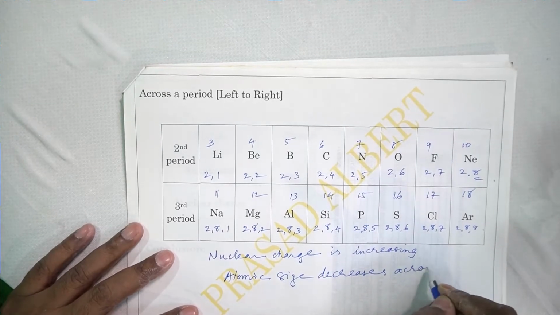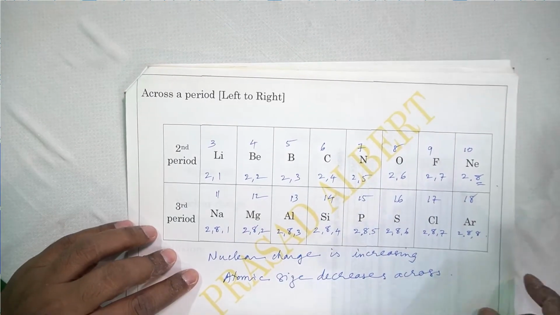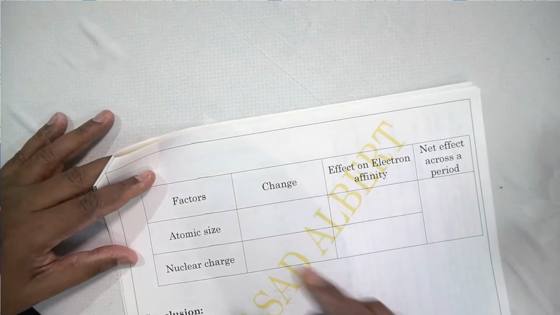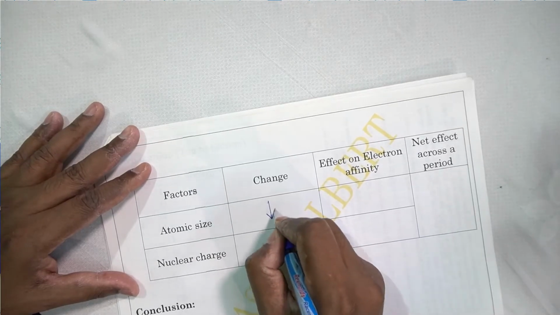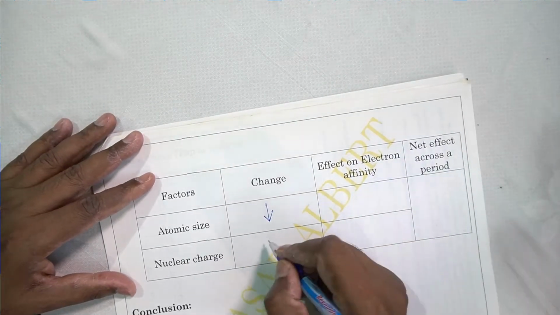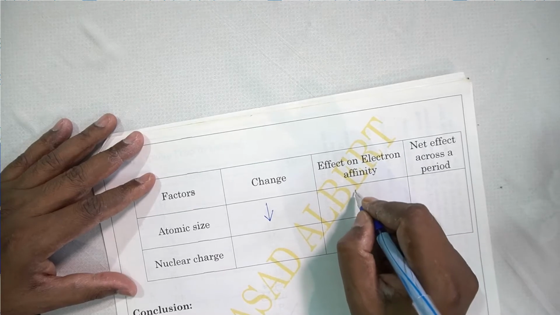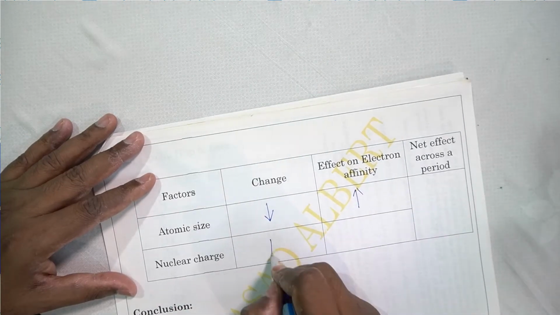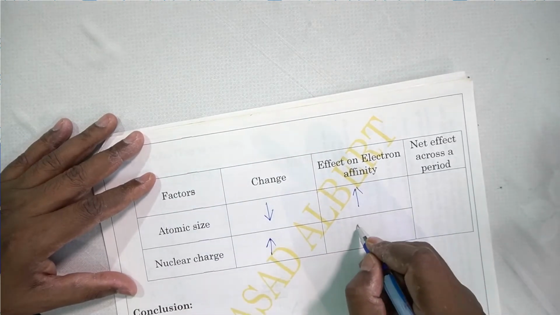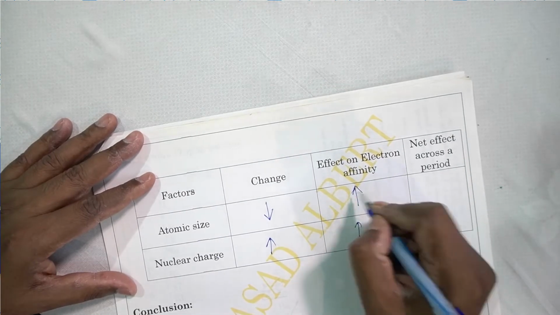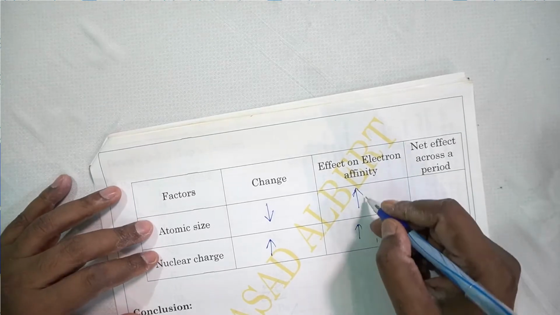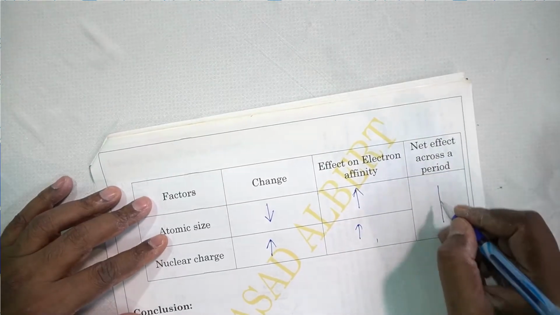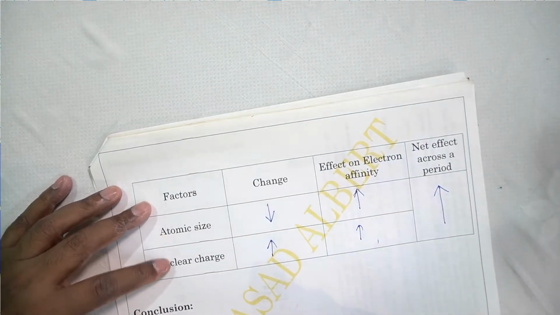Okay. So applying this on the factors, atomic size across a period is decreasing. Okay. So atomic size is decreasing, electron affinity will increase. And nuclear charge is increasing, electron affinity will also increase. So here we see the resultant effects. Both the factors are contributing to increase in electron affinity. So the net effect is increase in electron affinity.